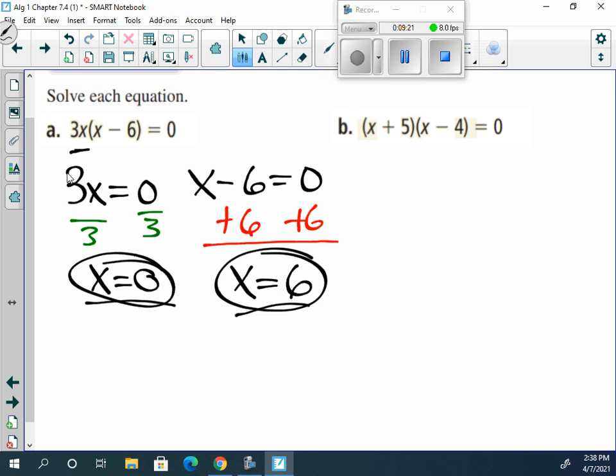Because if we plug it back in and check it, if we do 0, we'd have 3 times 0 times 0 minus 6. Well, 3 times 0 is 0, and 0 times negative 6 is 0. Okay, that works. If we plug in 6, 3 times 6 minus 6. Well, 3 times 6 is 18, 6 minus 6 is 0, and 18 times 0 is 0. So here it works out, we have two values of x that will make this statement true.